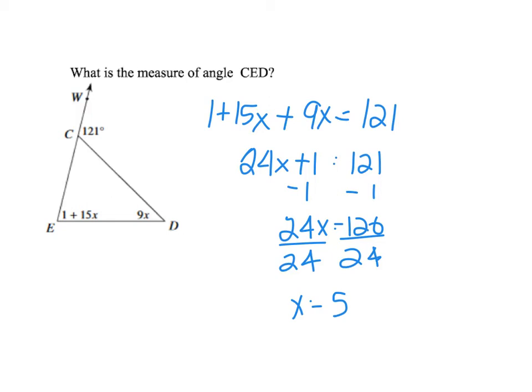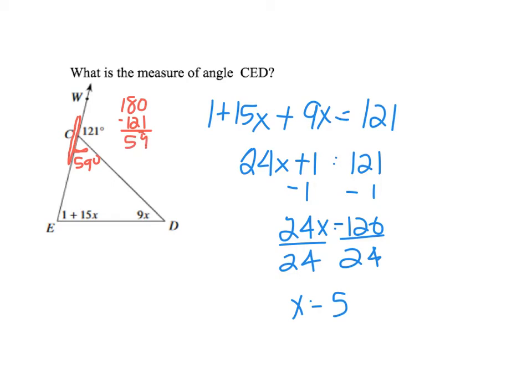Another way you could have done it is you could have found that third angle in the triangle. This angle right here, angle C, would be 59 degrees because these 2 angles right here are on a straight line, so they're supplementary. So they're going to equal 180. So I could do 180, subtract the 121, which is what I have, and I would get 59.